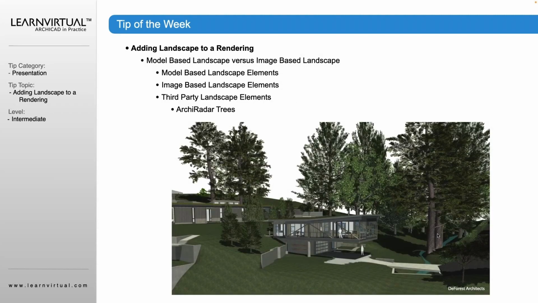This is from DeForest Architects. They did a presentation for us about maybe a year ago. We're showing how they were using some of these trees in there. These are trees that, obviously, they're up in Seattle, so they're native to that area of the Pacific Northwest. And you can see where they really look quite real in here. And this is really a good alternative.